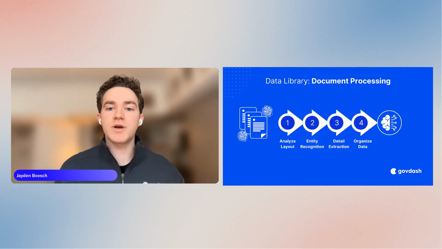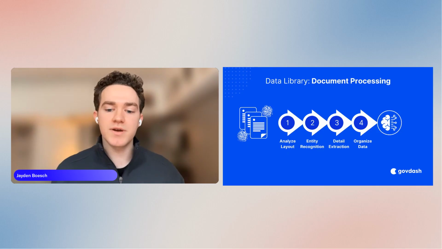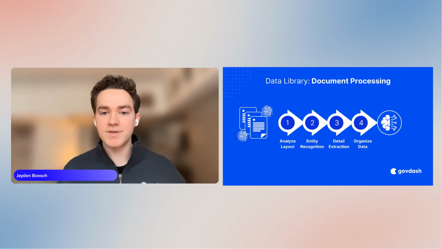There are four steps that we use in document processing. We start by analyzing the layout of the document, and we use optical character recognition for this. The primary goal is just to get every word on the page, so we extract all of the text and all of its location within the document. But we also look a little bit deeper so that the GovDash system can see the document in the same way that a human could. So we analyze the structural layout of the document. Where are the paragraphs? What are the page numbers? Where are the headings and the subheadings? What are the titles?